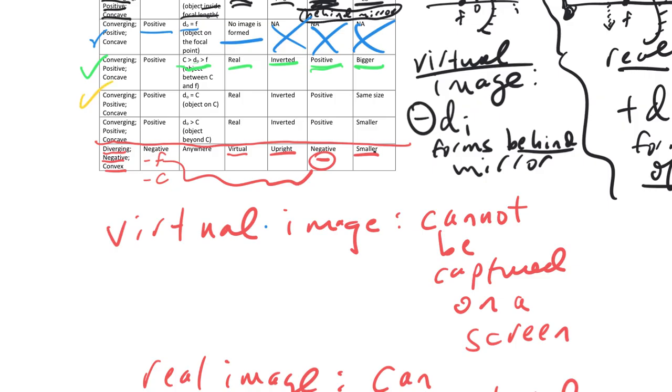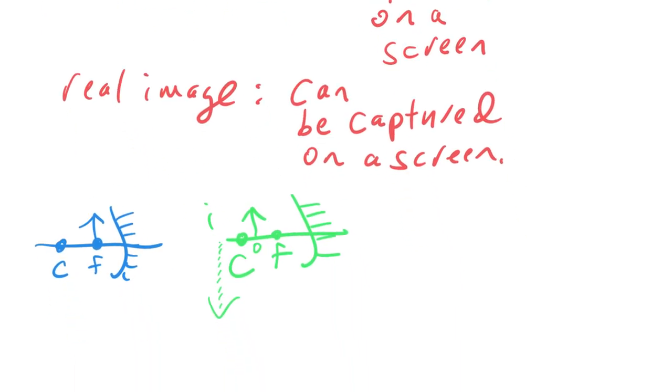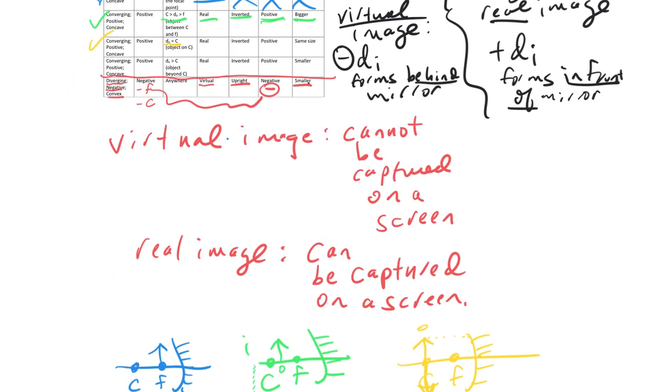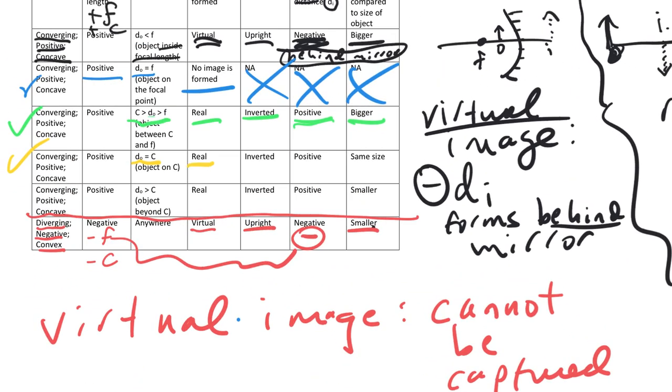Now, what about the case where the object is right on the curvature? So here's the focal length. Here's the curvature. The object's right on the curvature. What happens is you'll get the image forming also on the curvature, but it'll be upside down, real, and the same size as the object. So it'll be real because it's in front of the mirror. It'll be upside down because that's how all real images are inverted.